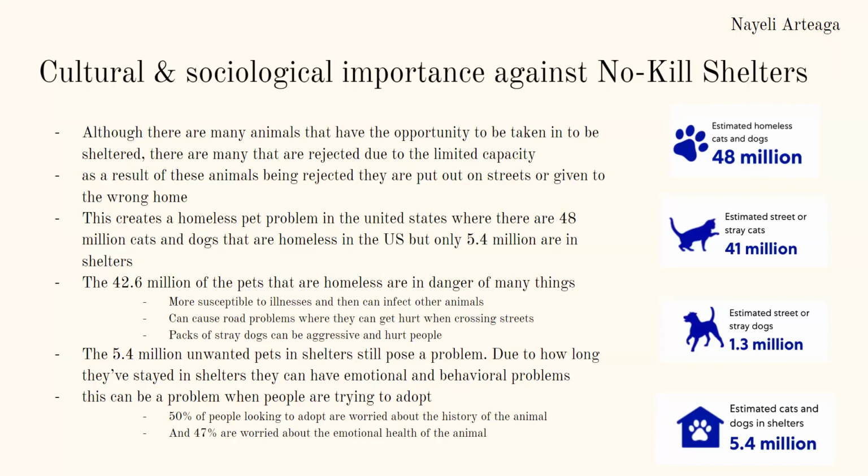The 5.4 million unwanted pets in shelters still pose a problem. Due to how long they've stayed in shelters, they can have emotional and behavioral problems. This can be a problem when people are trying to adopt. 50% of people looking to adopt are worried about the history of the animal. Then 47% are worried about the emotional health of an animal.